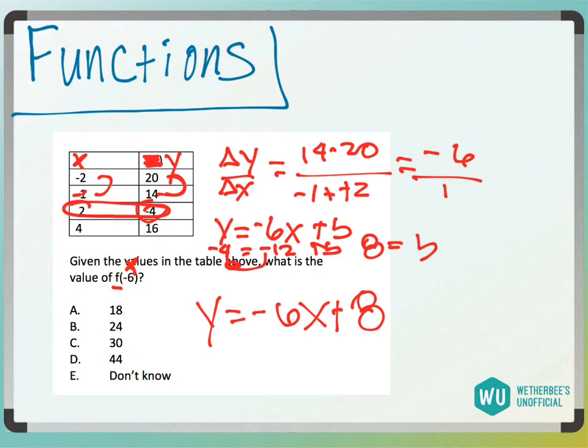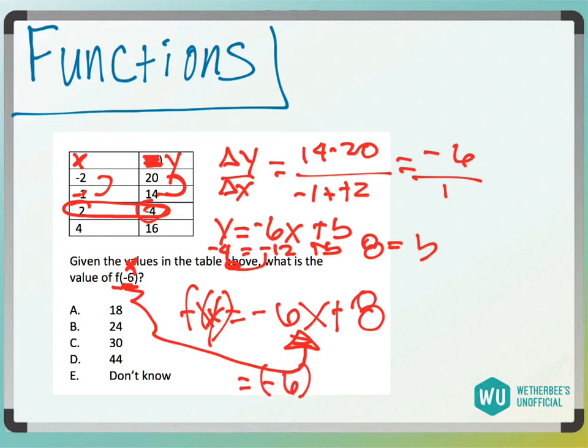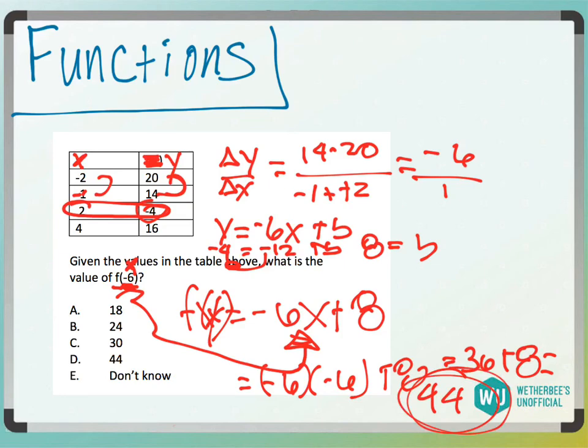This is my equation. Now I can plug in negative 6 for my x and solve for my y, which you could say is technically your f of x. So that's going to equal negative 6 times negative 6, which is 36, plus 8, and that is going to equal 44. Answer choice D.